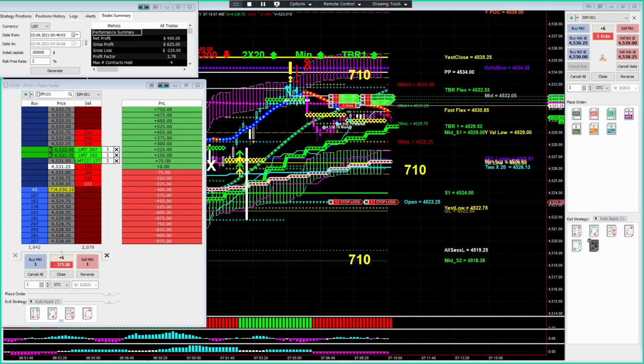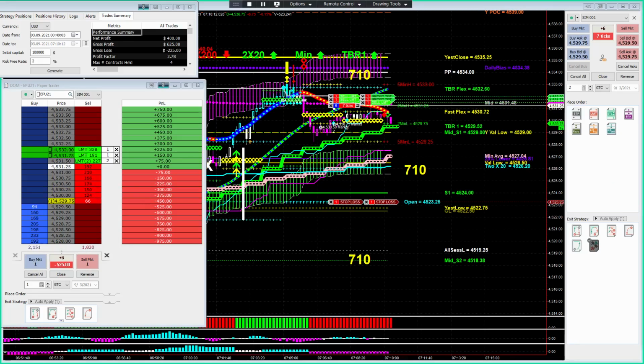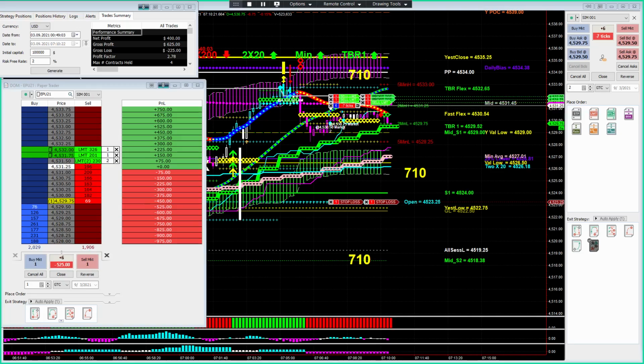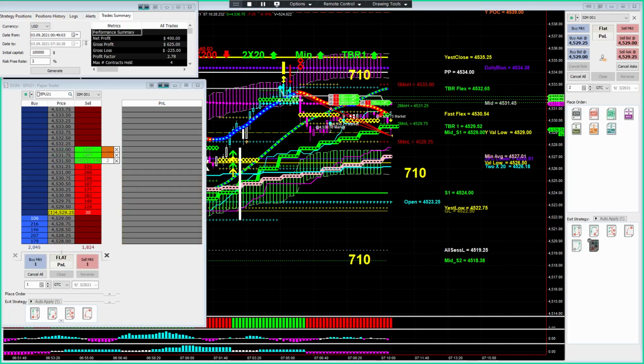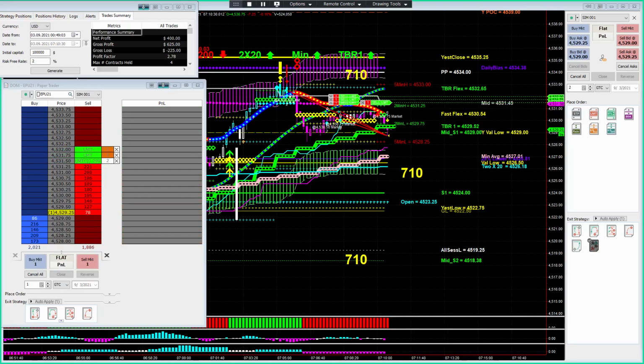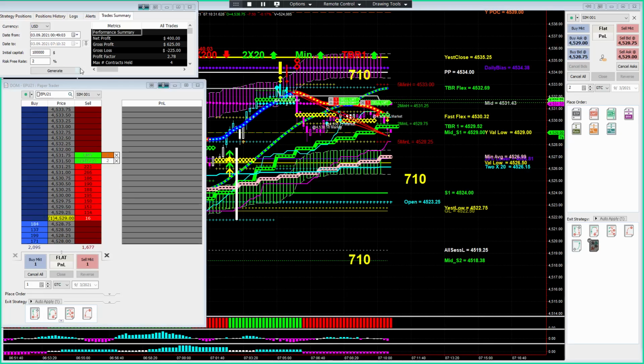Let's see if the TBR1 will try to help it a little bit. If not, I may have to, because I chased it, right? Because I chased it some. You know, I'll show you this in just a minute. Okay, I reversed. It's going to be educational one way or another.